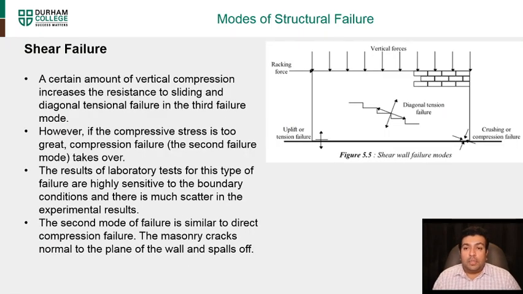A certain amount of vertical compression increases the resistance to sliding, however, if the compressive stress is too great, compression failure takes over. So you do have some compressive stress that strengthens the resistance, but eventually it gives up and you will have these failures. So that's why when we go into design, we have to be careful, depending on the wind loading in a certain area, to avoid or reinforce the wall to avoid these kinds of failures.